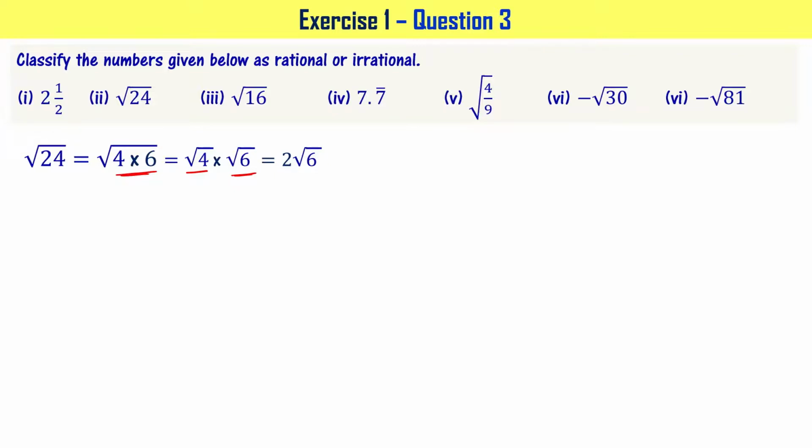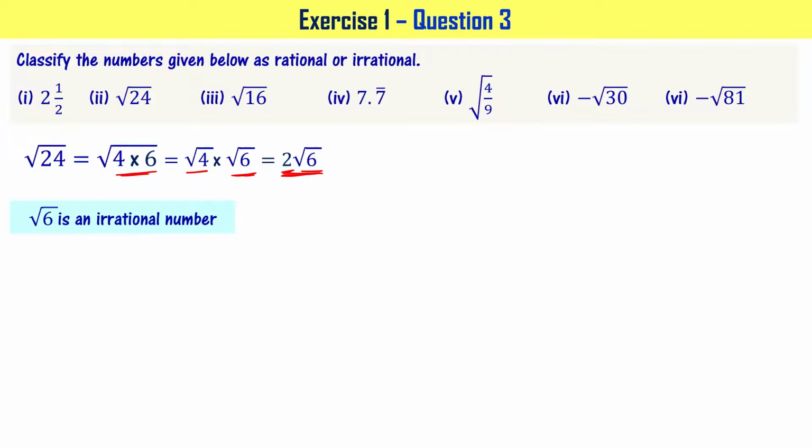We know that root 4 is number 2, whereas root 6, we cannot simply express it as an integer. For that reason, I am keeping that as is. So this is 2 times root 6, or we can read it as 2 root 6, right? Root 24 equal to 2 times root 6, right?